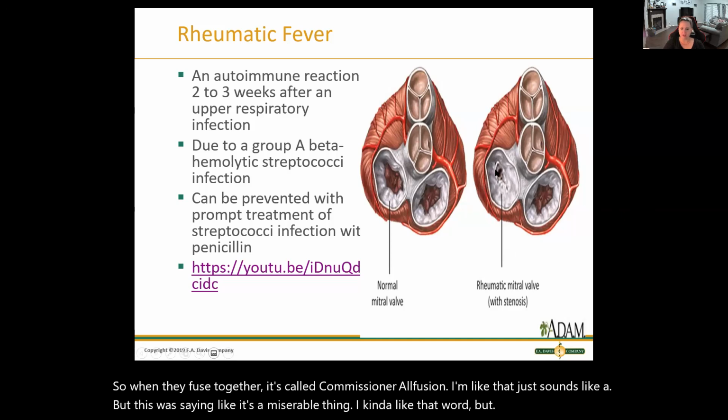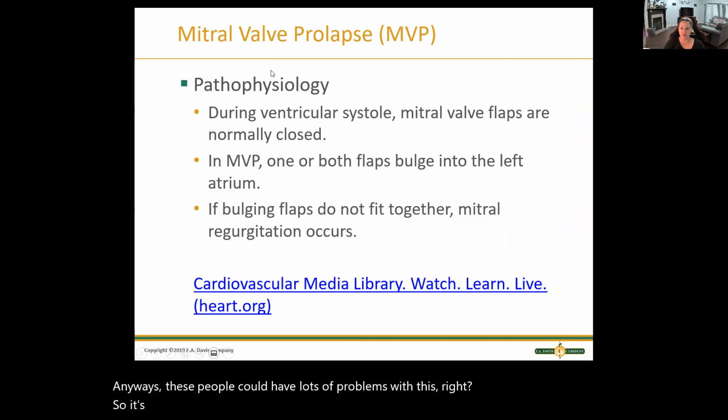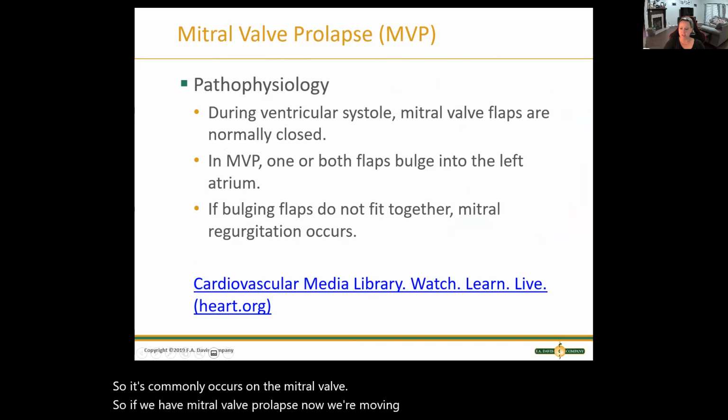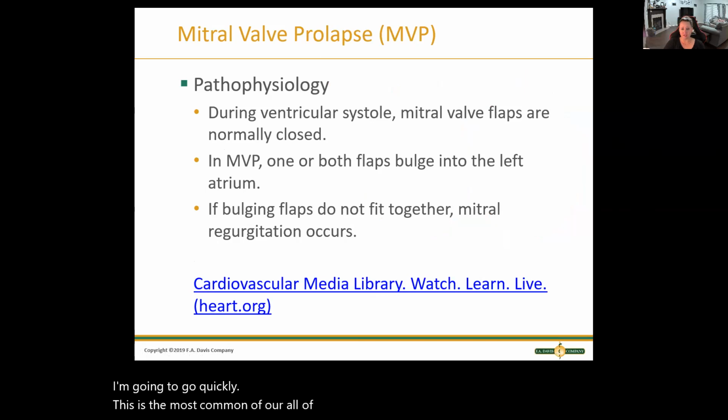anyways, these people can have lots of problems with this, right? It commonly occurs on the mitral valve. So if we have mitral valve prolapse, now we're moving into another concept here. Like I said, I'm going to go quickly. This is the most common of all of our heart valve diseases, mitral valve prolapse.